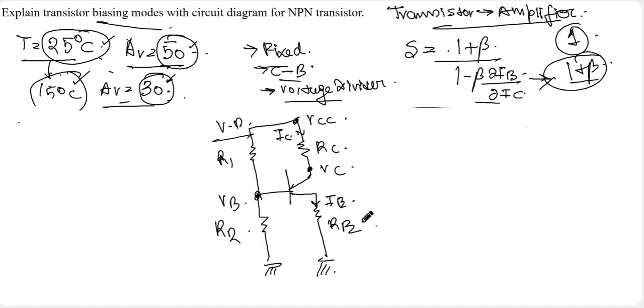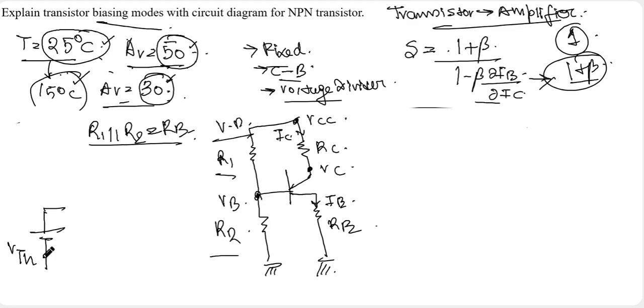Okay. So here we will apply the Thevenin theorem to find the Thevenin equivalent circuit of this. So we are replacing R1 and R2, the parallel combination of it, as R of B, which is the base resistance. So RB is equal to R1 parallel R2. Here we are defining a Thevenin voltage. Then we are getting the R of B.